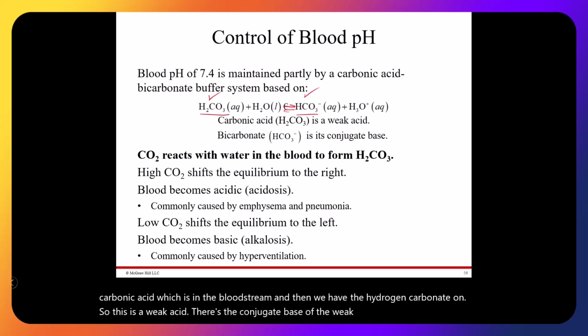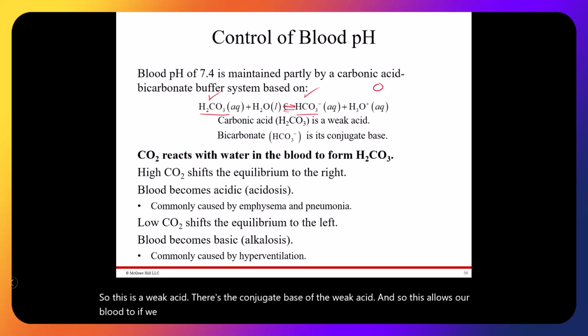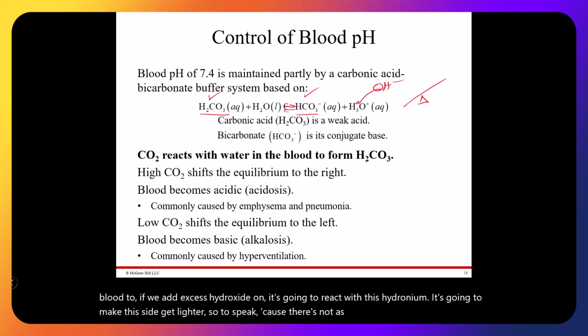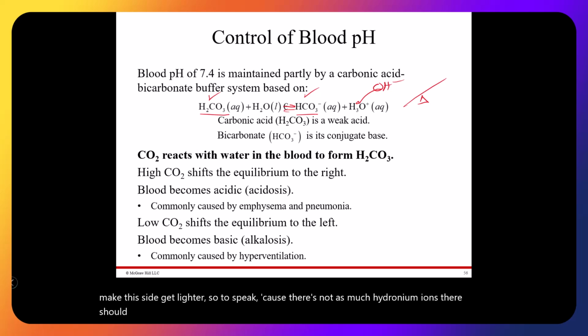And so this allows our blood to, if we add excess hydroxide ion, it's going to react with this hydronium. It's going to make this side get lighter, so to speak, because there's not as much hydronium ion as there should be as far as number of hydronium ion molecules. So the reaction has to shift to the right to make up for that.